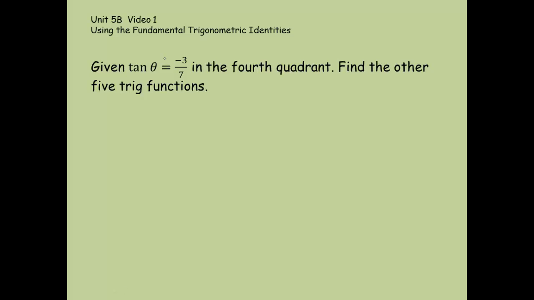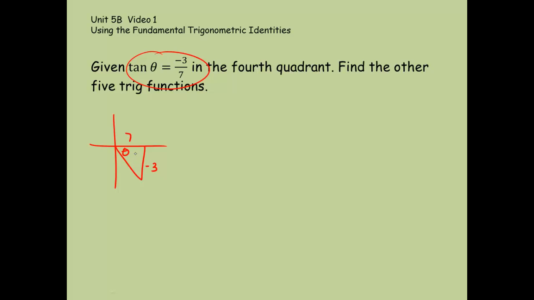Here I'm told that the tangent of theta is negative 3 over 7, and it's in the 4th quadrant. So let's go ahead and draw our triangle in the 4th quadrant. I know that my opposite is negative 3, and this is 7. Now that negative could have applied to the 3 or the 7, but because it's in the 4th quadrant, I know that my vertical direction is negative because it went down.